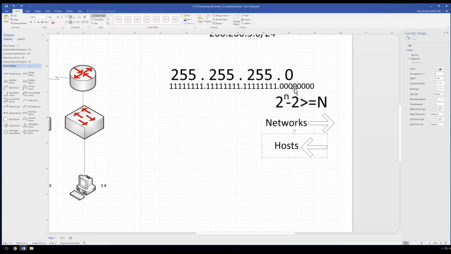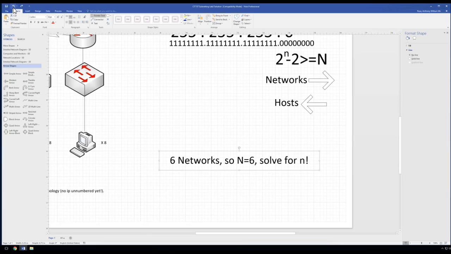So if we have a certain number of networks that we need to cover, we'll borrow the number of bits that makes that appropriate. If we have to have a certain number of hosts for each of these networks, then we have to be sure to leave enough host bits to cover those remaining hosts.